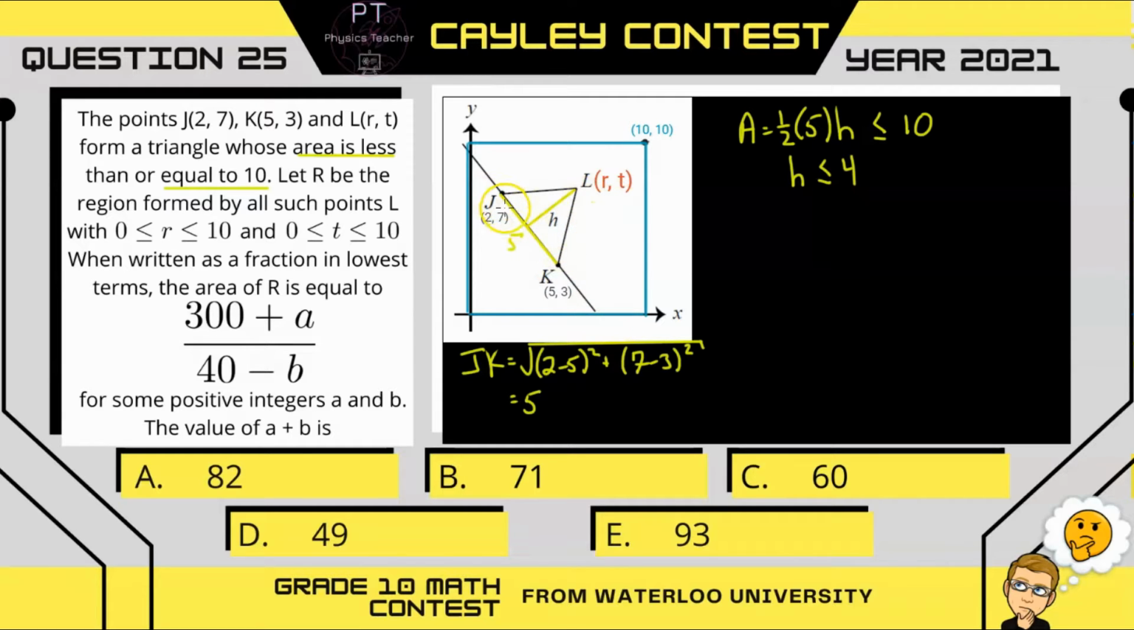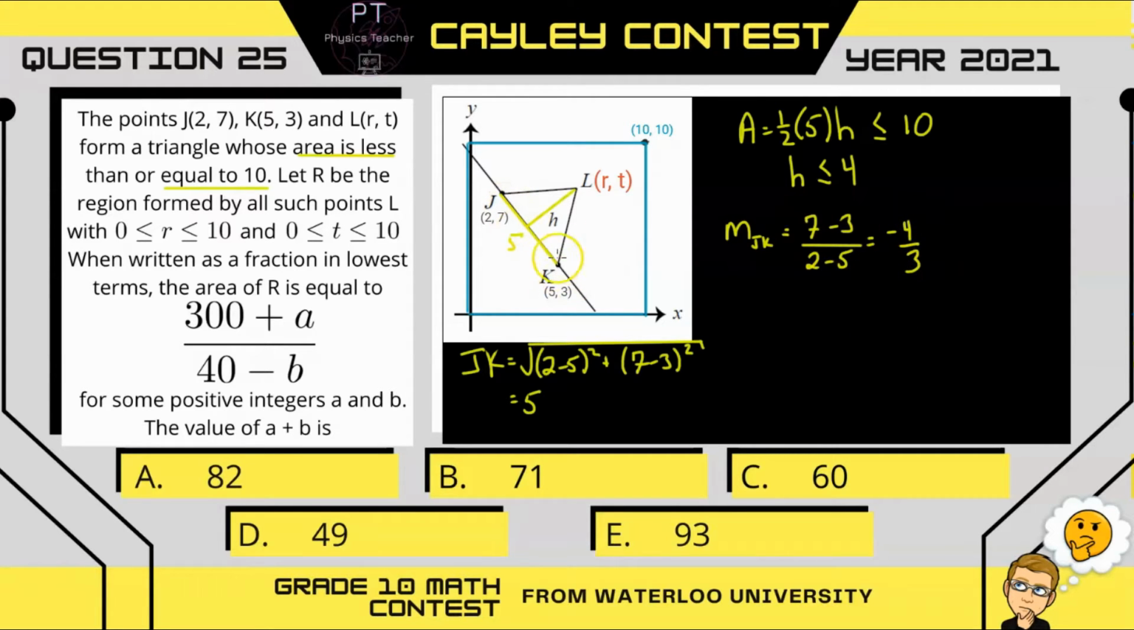Alright, next let's look at the slope of JK. I'll write m for JK. This is rise over run. First the difference in our y coordinates would be 7 minus 3, and then our x coordinates, 2 minus 5. And that gives us a slope of minus 4 over 3.